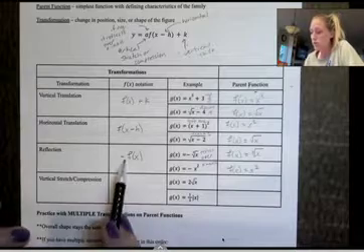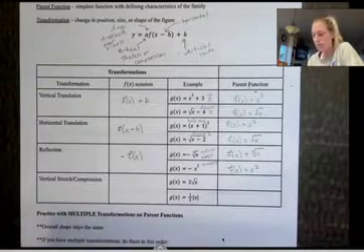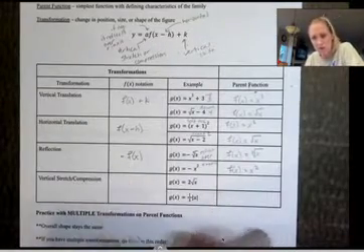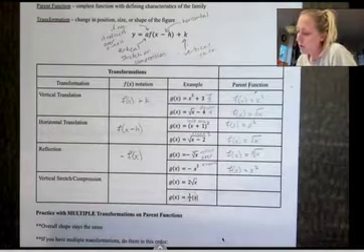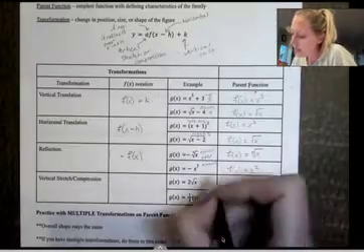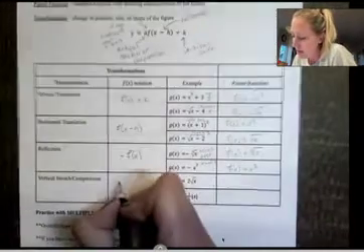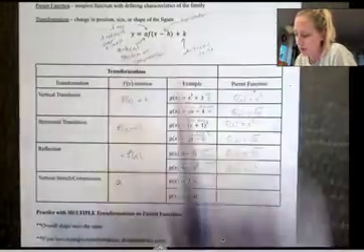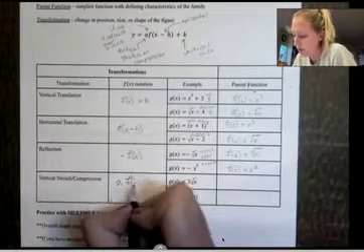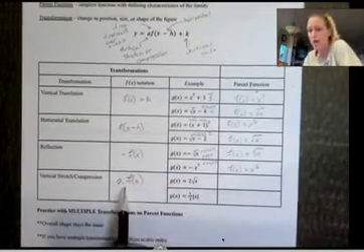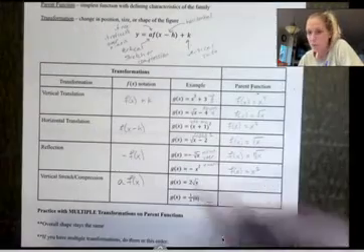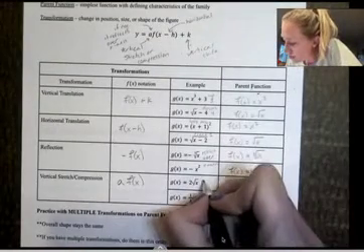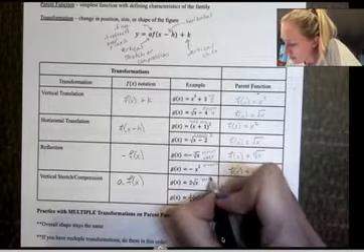Vertical stretch or compression, this also is something out front of the f of x. So this is like a negative 1 out front. This is if I have anything else out front besides 1. So here, this is an a that we're going to use out here. So some value being multiplied by f of x. So if a is something greater than 1, it's going to be a vertical stretch by a factor of 2.